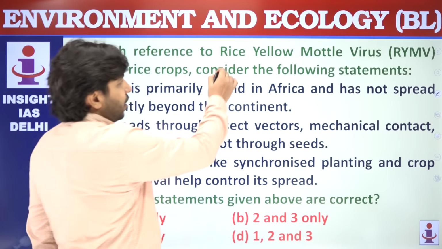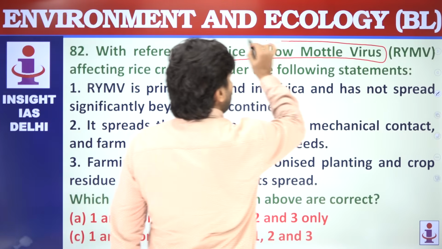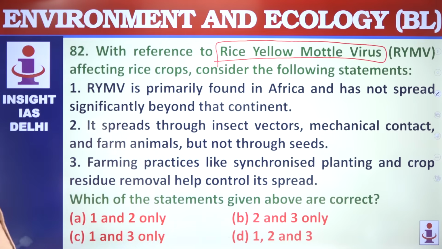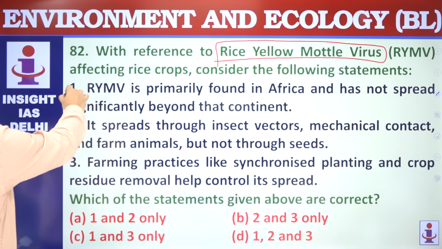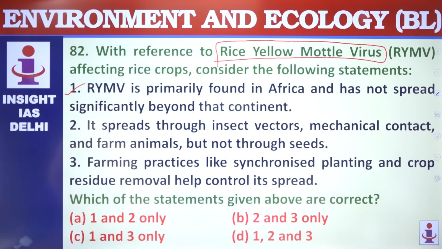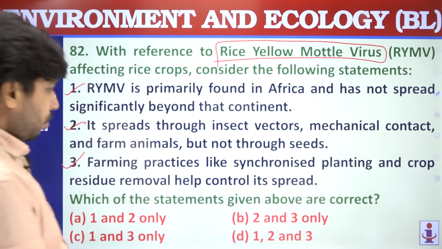Rice yellow mottle virus. It has been in the news in recent times, and this is primarily found in Africa. Yes, this is correct. It spreads through insect vectors, mechanical contact, and farming practices like synchronized planting and crop residue removal help control this. Yes, all 3 statements are correct. So the correct answer will be option D.